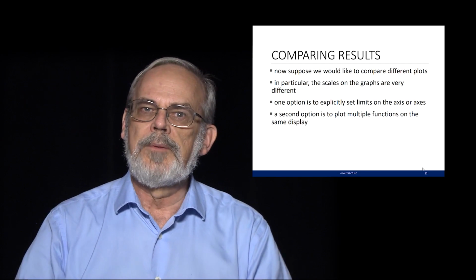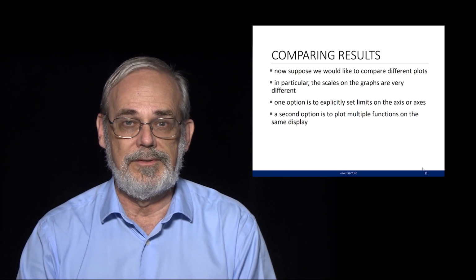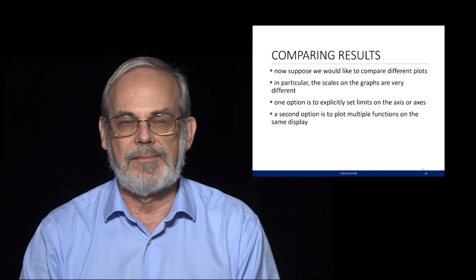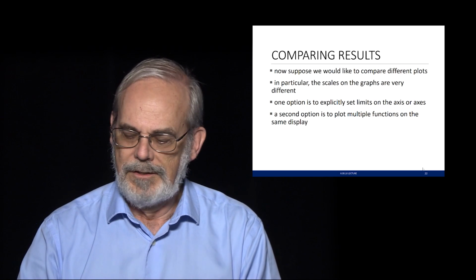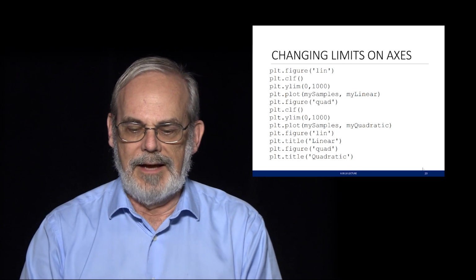We did this earlier when we put all four together, and we saw that that wasn't really effective because the smallest ones were too small. But we're going to look at how we might do a different way of doing that multiple display to get a better sense of that kind of difference in scale. So let's look at both of these. Changing limits on the axes.